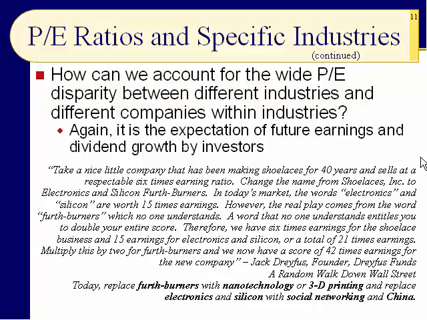However, the real play comes from the word Firth burner, which no one understands. A word that no one understands entitles you to double your score. Therefore, we have 6 times earnings for the shoelace business, 15 times earnings for the electronics and silicon, or a total of 21 times earnings. Multiply this by 2 for Firth burners. And now we have the score of 42 times earnings for the new company.